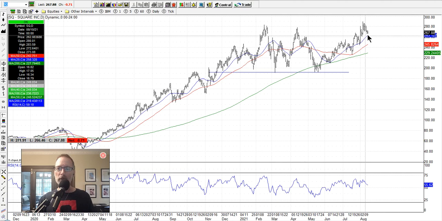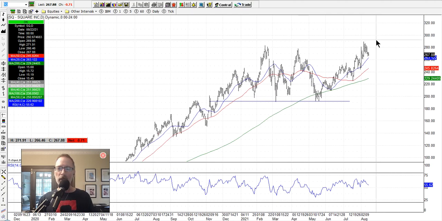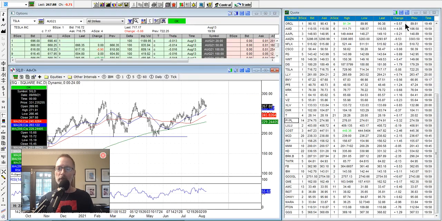So Square probably looks strong, may bounce. Once it connects with the 20-day moving average, people get ready to buy again. So Square looks stronger than PayPal. It's in this uptrending channel, so it may keep going, assaulting all-time new highs.